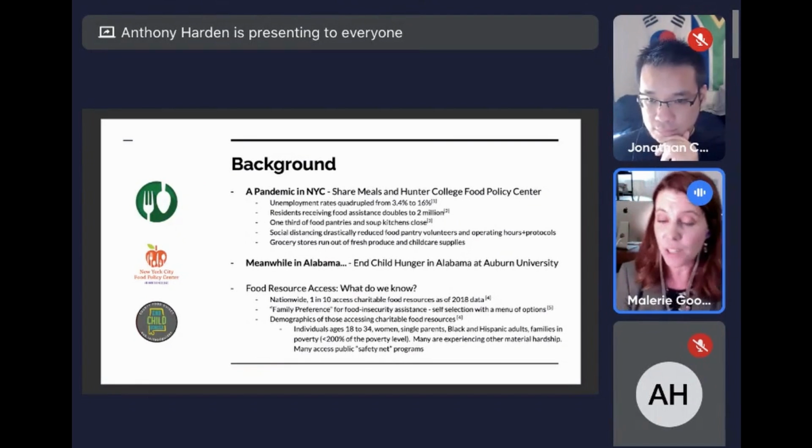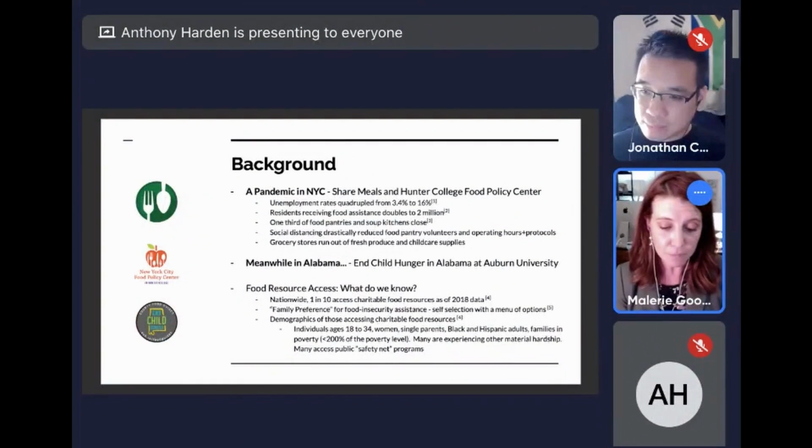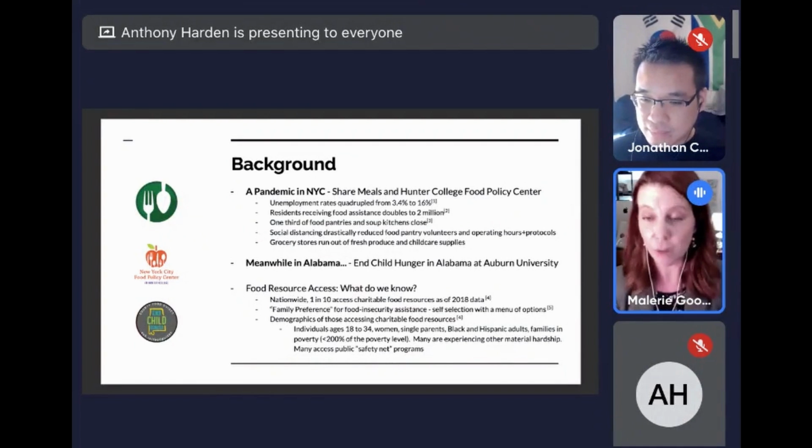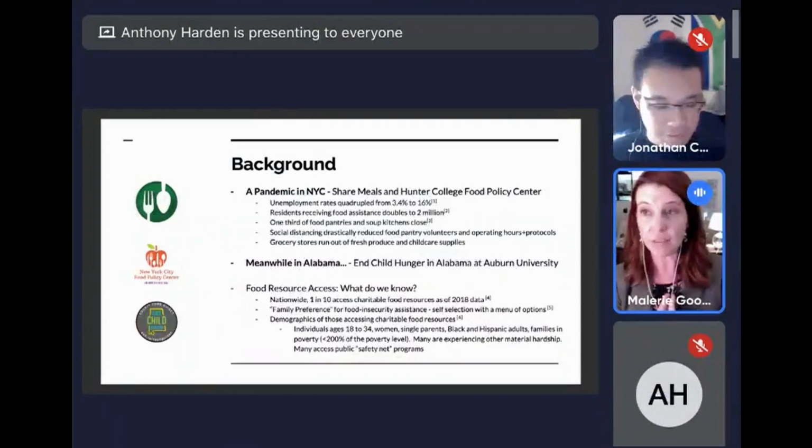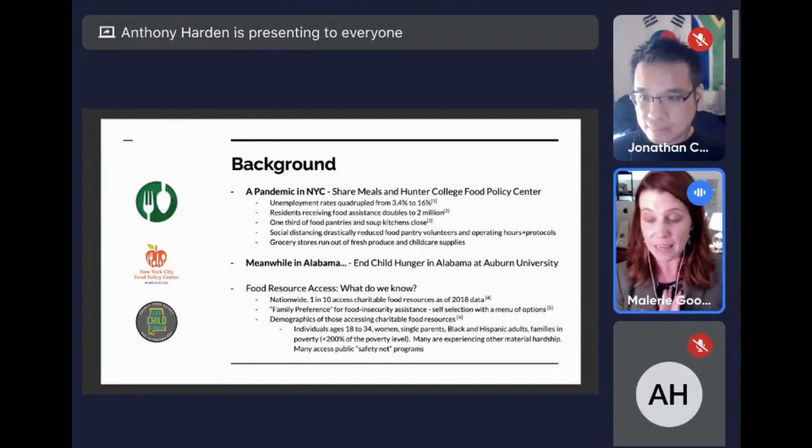In addition, we know from some research that some people might not indicate formally that they're food insecure, or they may not even recognize themselves or understand that they meet the criteria of being considered food insecure.